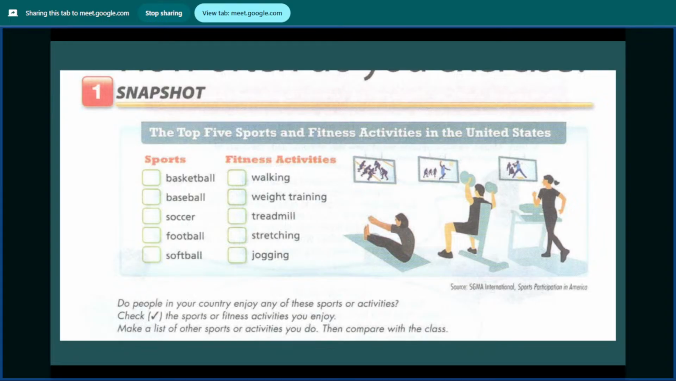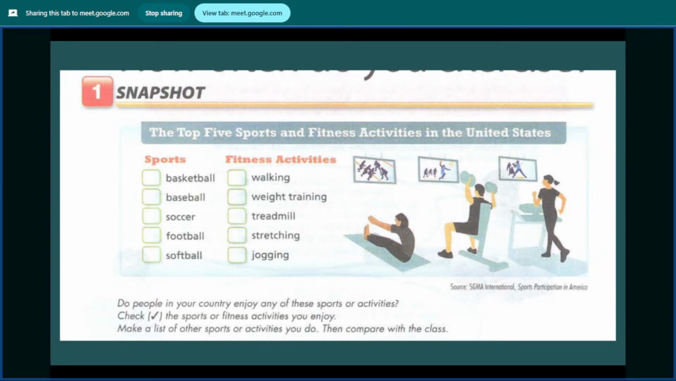In our country, people enjoy sports like basketball, football, and fitness activities like jogging, walking, stretching. Very good. Sampada, what's your answer? Yes, they do enjoy all the sports and fitness activity.